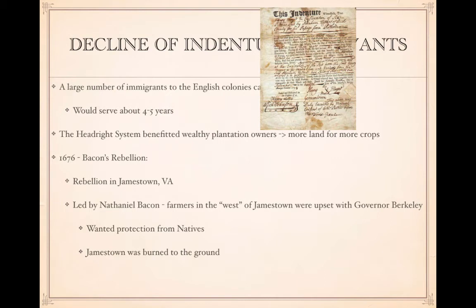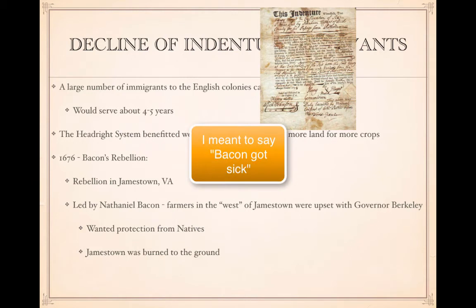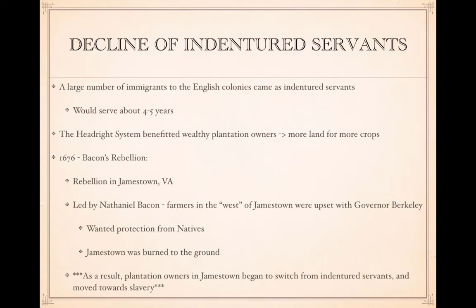Nathaniel Bacon and his followers burn Jamestown to the ground. Berkeley has to flee. Eventually, Berkeley gets sick and dies, and the rebellion is crushed. Now, it's very important to know, if you're writing an essay about slavery, here is the detail you need to include. As a result of this, plantation owners in Jamestown, really the Chesapeake, began to switch from indentured servants and moved towards slavery, because indentured servants eventually got their freedom and would become restless without land. So they moved to a more permanent forced labor source of slavery.